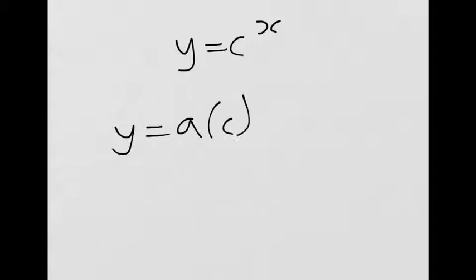Okay, so the general form that you see there for transformations on the function y equals c to the x, they have the general form y equals a c raised to the power of b times x minus h plus k. And you should know what all these parameters do. They do the same thing that they've been doing all along.